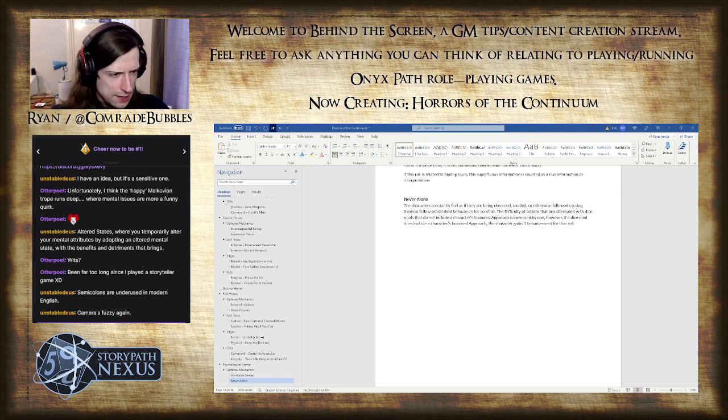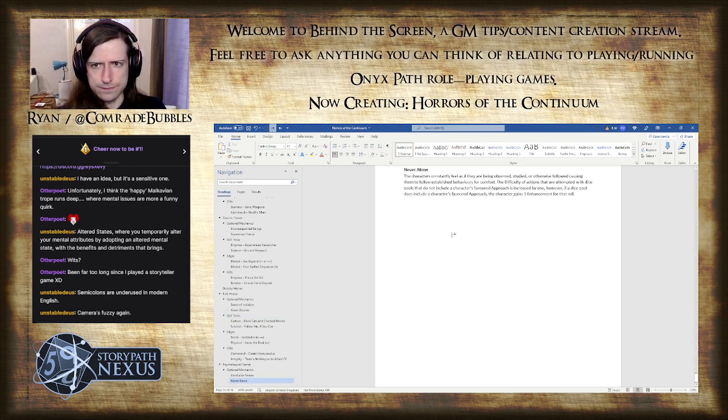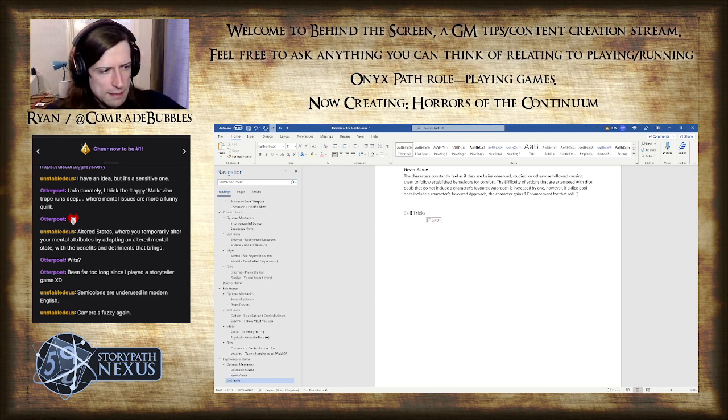So, looking at the time, I will start skill tricks. There's no guarantee I'll finish it. I do prefer to finish sections if I can, but there we go. Skill tricks. So, as I mentioned at the top of the stream, skill tricks are ways in which a character can use a skill in ways that other characters perhaps cannot, let's say.